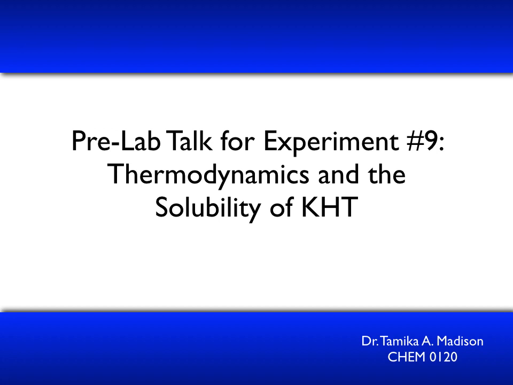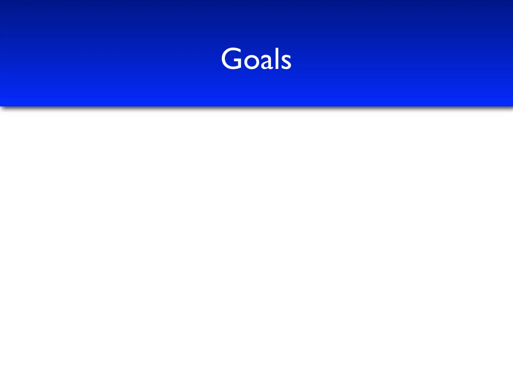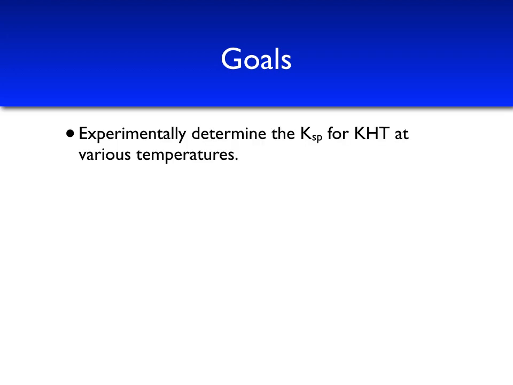This is the pre-lab talk for experiment number 9 for Chem 120, Thermodynamics and the Solubility of KHT. The goals for this experiment are to experimentally determine the solubility product constant for potassium hydrogen tartrate, or KHT for short, at various temperatures.